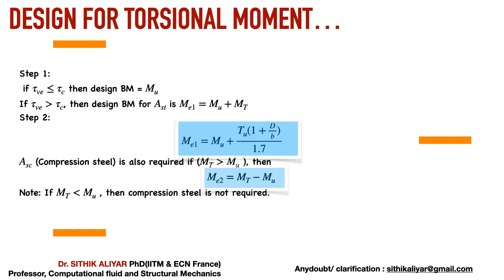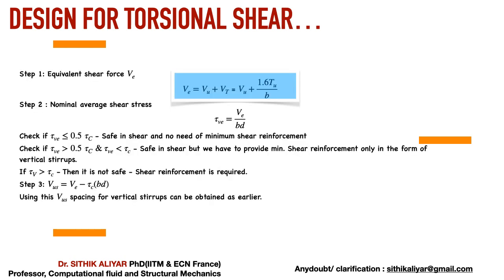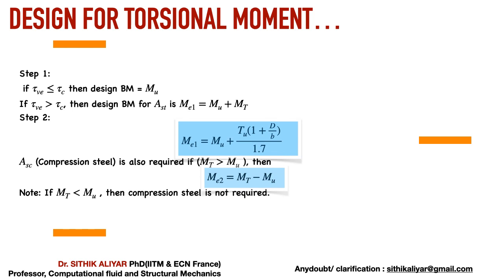Okay. So next, design for torsional moment. What will you do here? Tau Ve is nothing but this step 2, Ve by bd, the nominal shear stress, the shear stress coming from outside. If tau Ve is lesser than or equal to tau C, then no need to change anything in the bending moment. The bending moment is nothing but Mu. If tau Ve is greater than tau C, meaning the externally coming nominal shear stress is more than the tau C value, then you have to change the bending moment because the torsion is creating some extra shear force. So this torsion has to be considered.